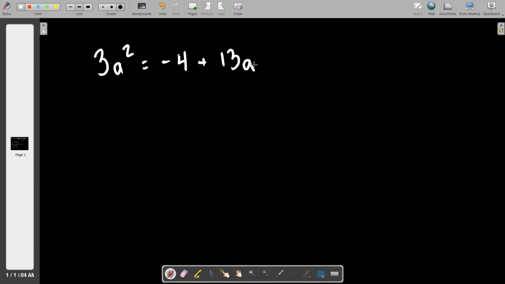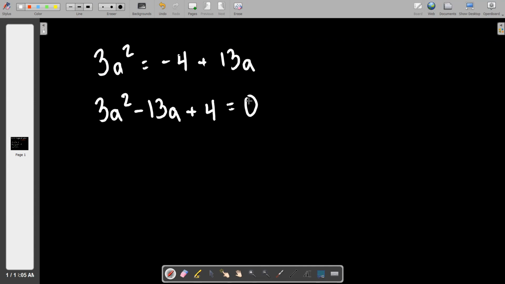So if I get this properly set up, what do I have to do? So, right. So I'm going to leave the 3a squared the heck alone because he's positive. Don't mess with him. Everyone goes to the positive x squared side, right? So the 13a is coming across as a minus 13a. The -4 is coming across as a +4. Set it equal to 0.